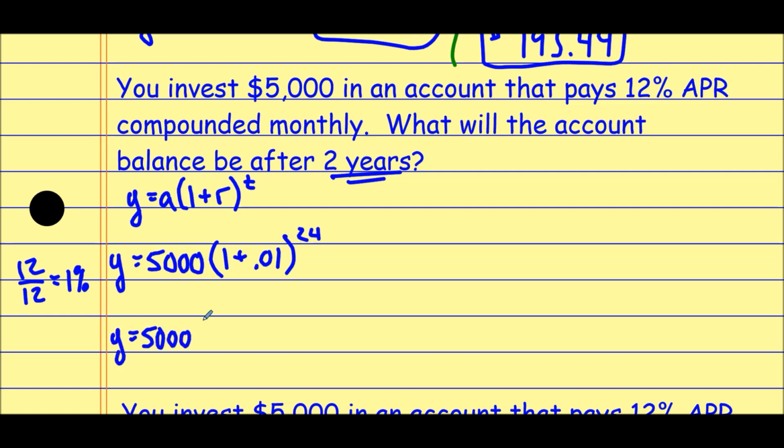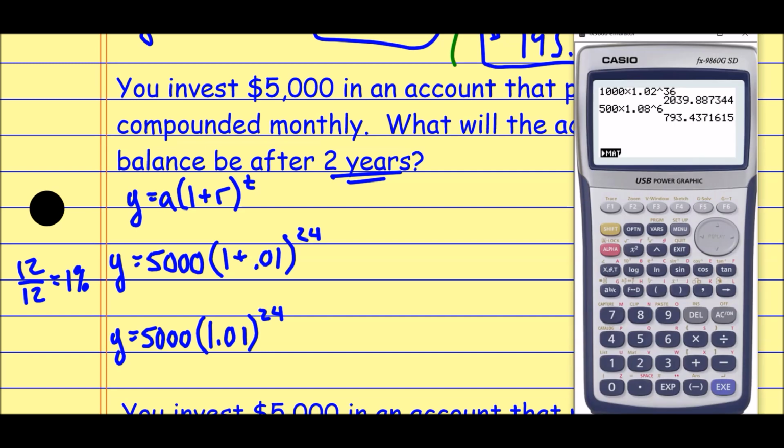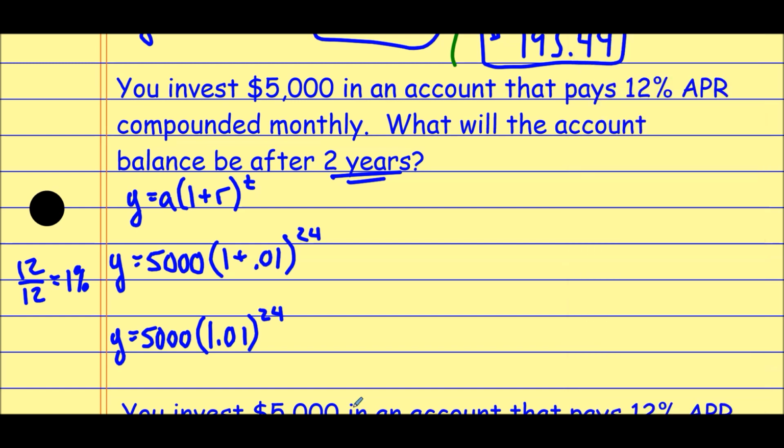And now it's just a little bit of simplifying. Once again, I'm just going to do a little bit by hand because I can and because it's easy. And now I plug it into my calculator. So my calculator says to do 5,000 times 1.01 raised to the 24th power, and I get 63.4867.